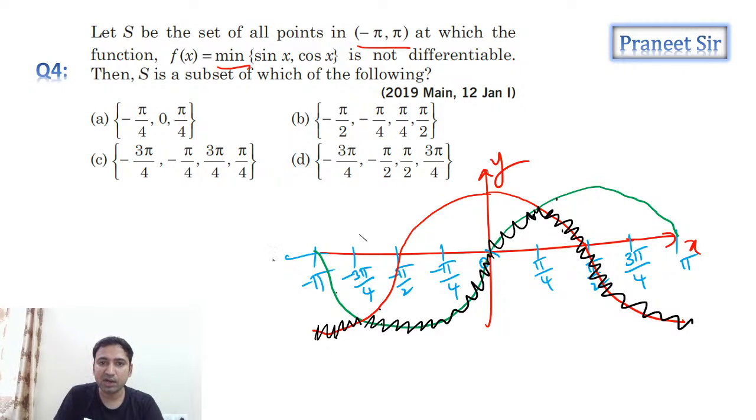Okay. Right. So now tell me, guys, how many times in this graph are we getting sharp edges? This particular point we have a sharp edge and this particular point we have a sharp edge.